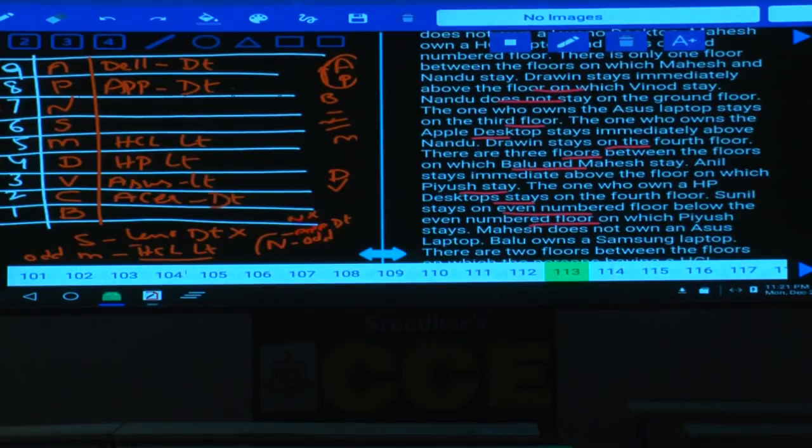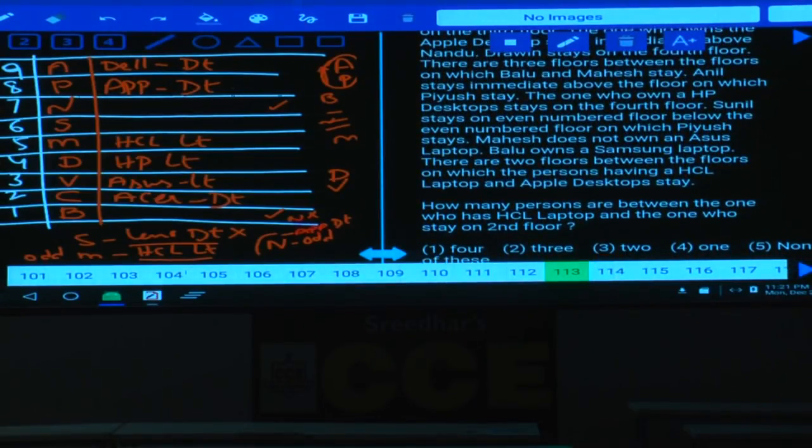Now this Sunil does not like Lenovo desktop. Sunil does not like Lenovo desktop, and this Lenovo desktop must be either N or this B. Ante kada? And next one, Mahesh does not own an Asus laptop. Mahesh Asus laptop not required. Balu owns a Samsung laptop. Now Balu Samsung laptop is there.